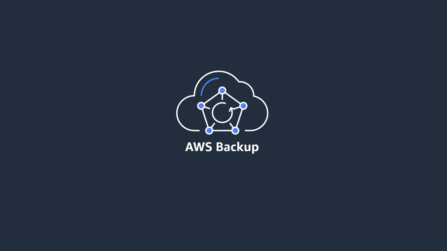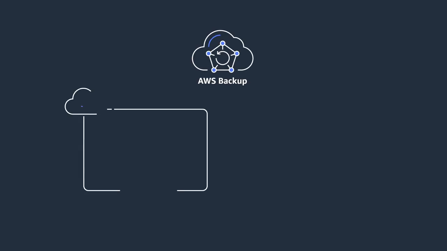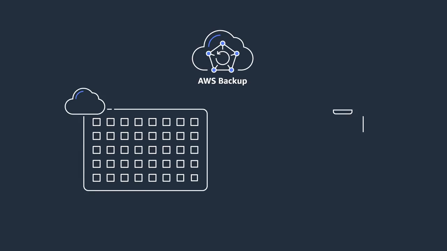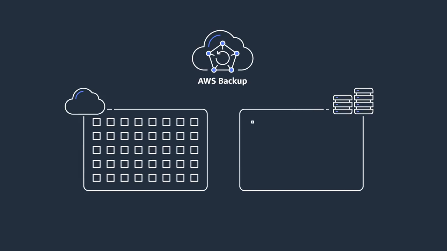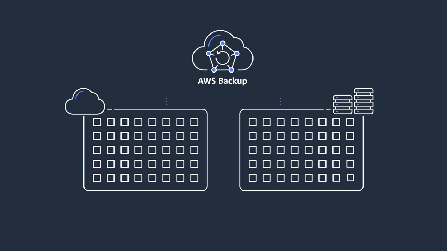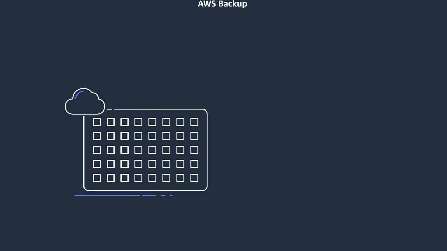AWS Backup is the simplest way to manage backups in AWS. It's a centralized backup service that provides an easy and cost-effective way to automatically protect your application data across AWS services in the AWS cloud and on-premises using AWS Storage Gateway.